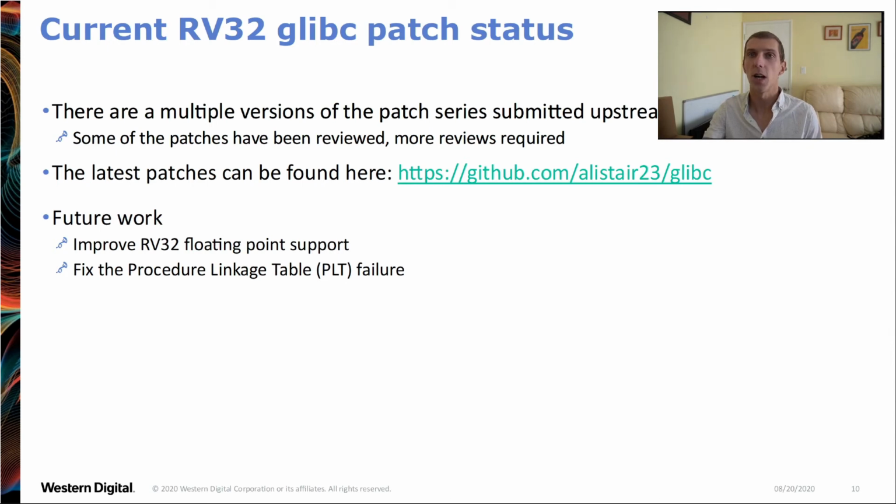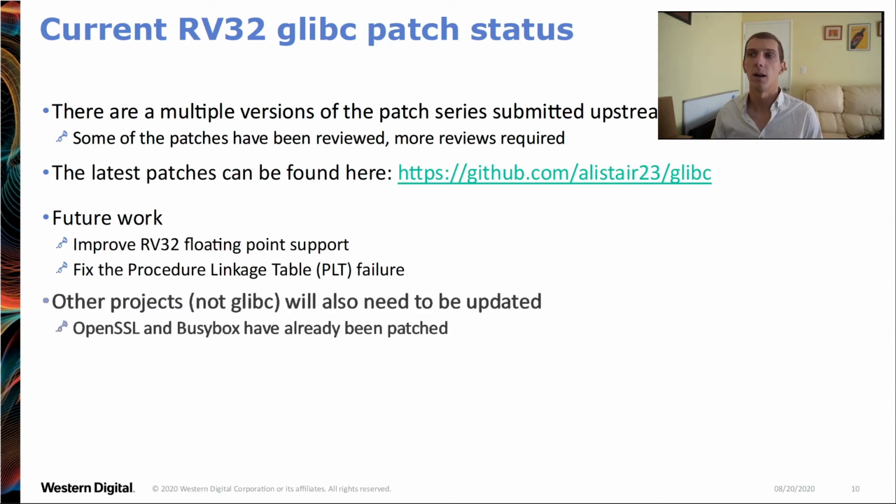So there are also other projects that need to be updated. Glibc is not the only thing that will need to be fixed for this. Obviously other libcs need to be updated to 64-bit time_t as well. Things like musl will have to go through the same amount of work. But not all applications use libc for syscalls. Some do their own syscalls. Things like OpenSSL and BusyBox, for example, have already been updated to do this, but there's lots of other things.